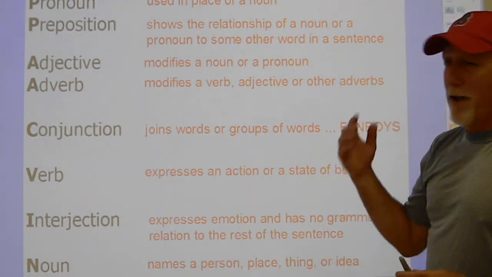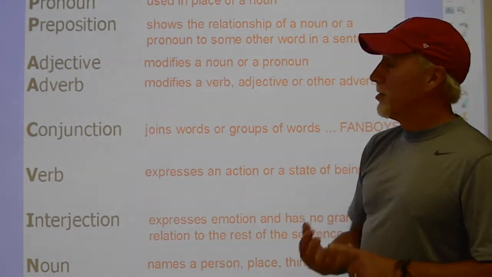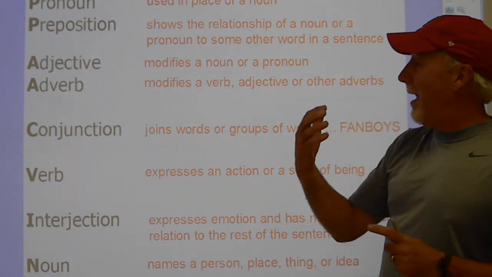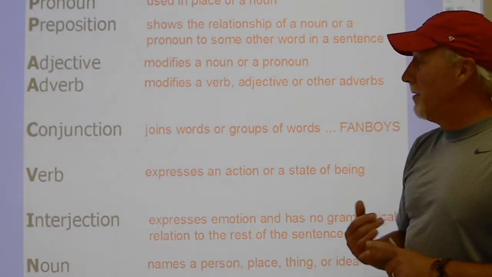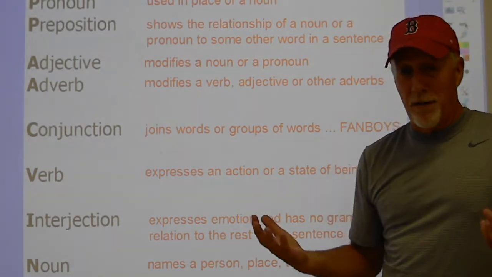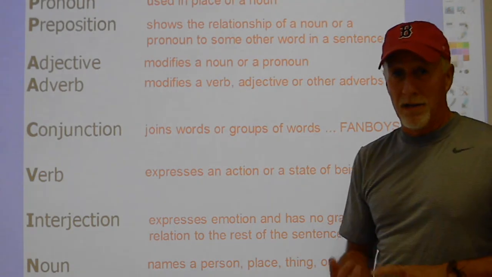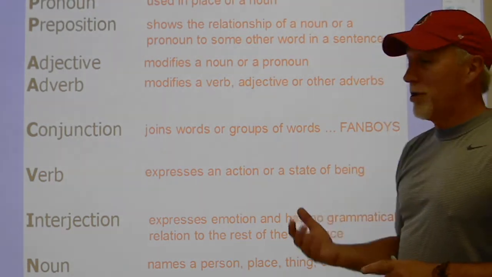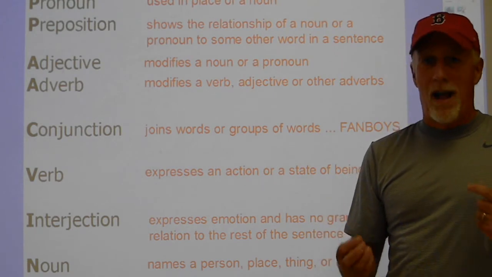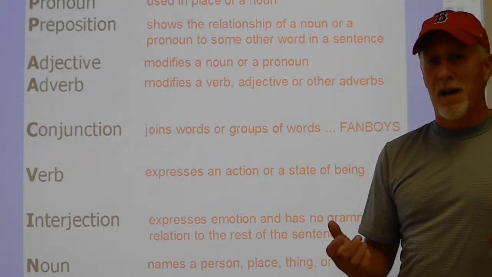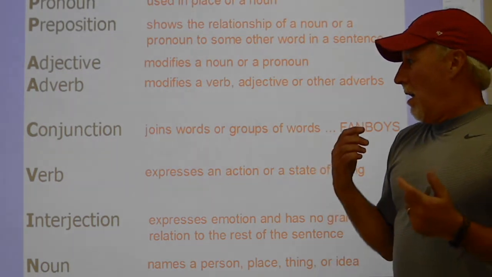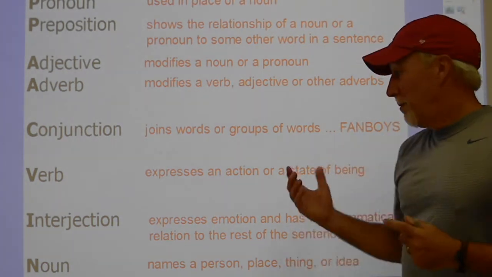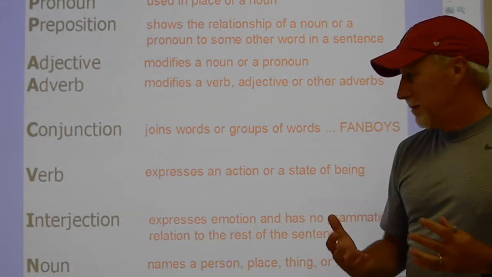All right? A pronoun is used in place of a noun. The preposition shows a relationship to a noun or a pronoun that comes after it. Adjectives and adverbs are modifiers. Adjectives modify nouns and pronouns. Adverbs modify verbs, adjectives, and other adverbs. Conjunction: think of FANBOYS. For, and, nor, but, or, yet, sometimes so. Verbs are action verbs, linking verbs, verbs of being, or helping verbs.